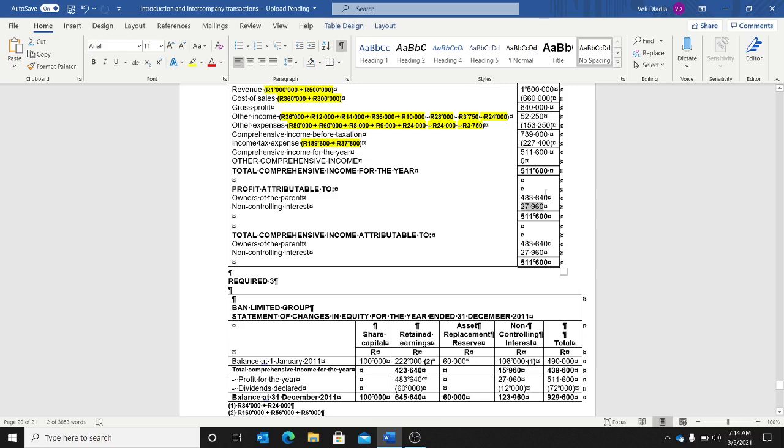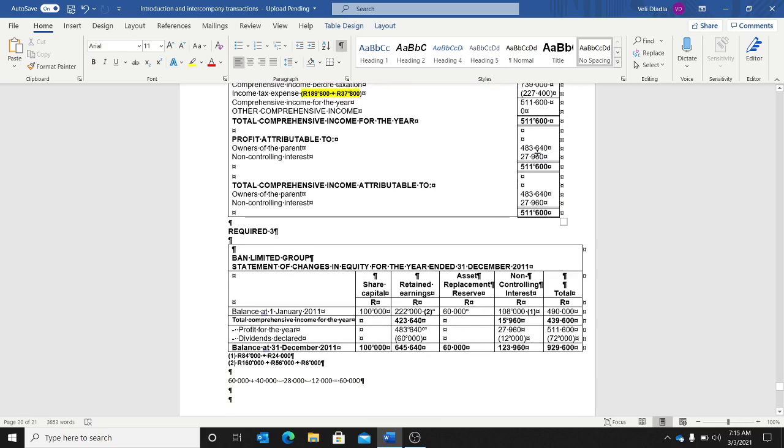Now, if I take 27 and I minus it from this one, it will give me this one here. So obviously it's the same thing here. Then what you must always do, this figure here must always be seen here. Right. So in that line, I've already explained a few things.